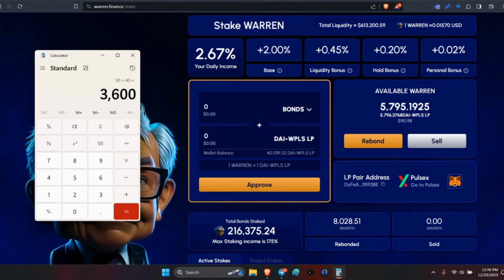But then also you have to take into account your ROI. Do you want to take your ROI out? You can do rebond, ROI, rebond, ROI, or vice versa, whatever you decide. Like I say, this is an individual endeavor. You do what's best for you, your family, and your family's finances. So you're talking $3,600.